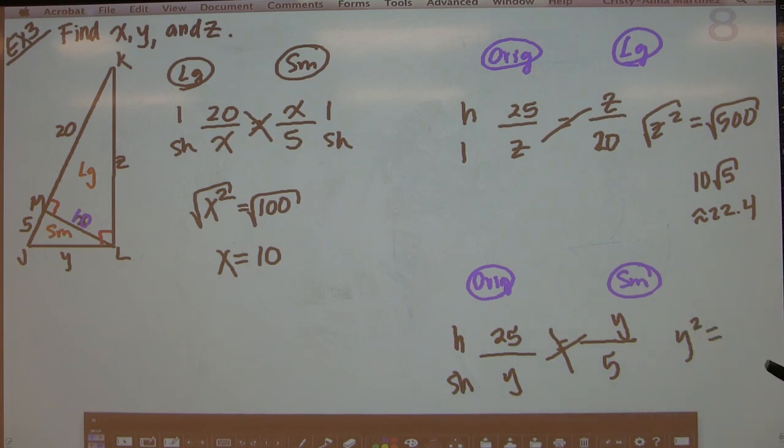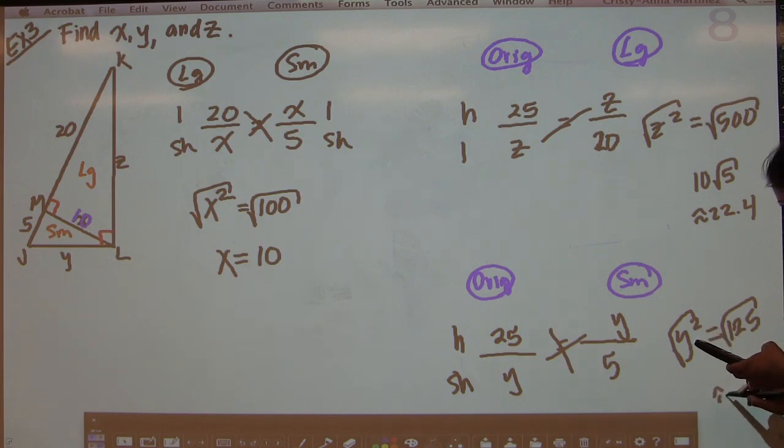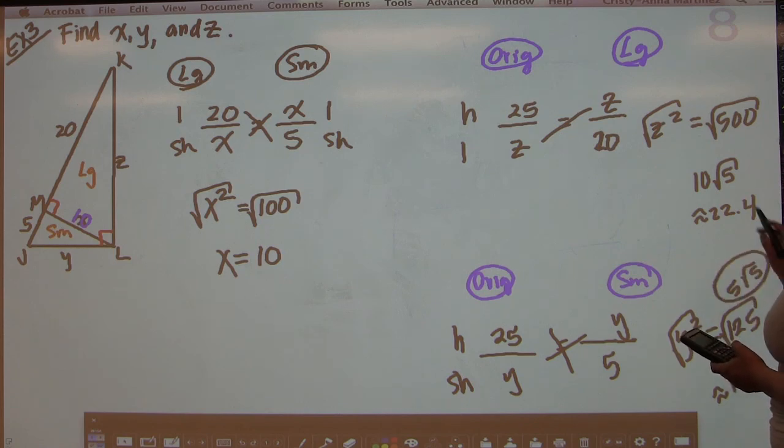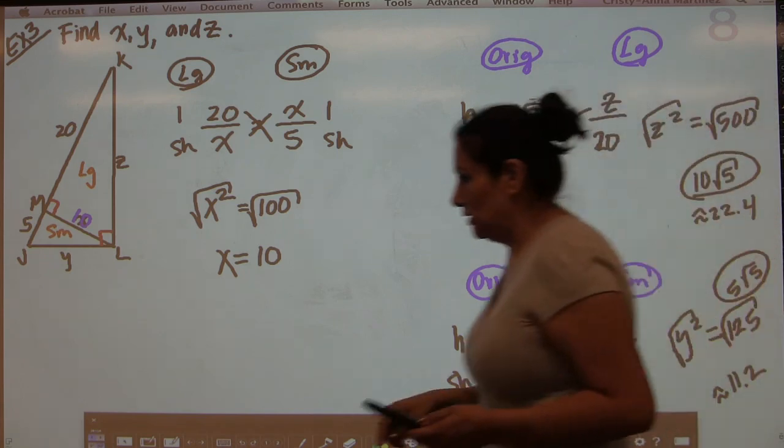And then over here we're going to get y squared. This is 25 times 5, which is still 125. Only this time, when we do the square root of 125, you actually get approximately 11.2. 125 is going to be 25 times 5, so it's going to be 5 root 5. The exact answer is 5 root 5 and 10 root 5, or approximately 22.4 and 11.2.